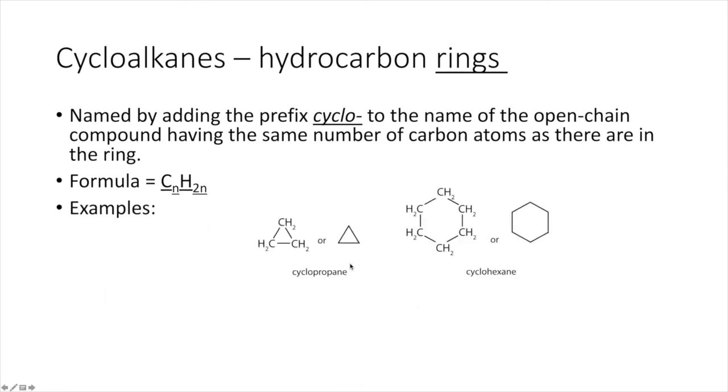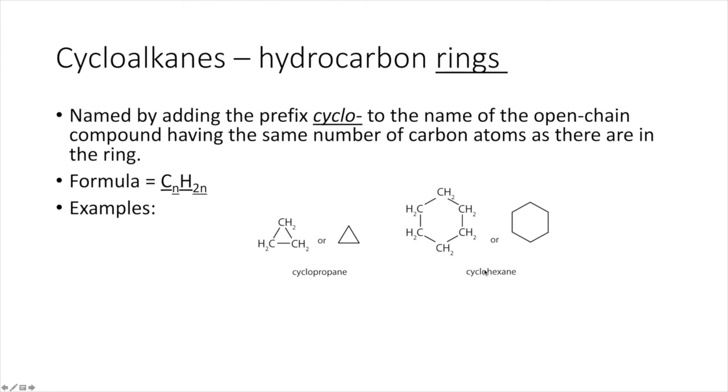So for example, if you have cyclopropane, it's got 3 carbons in it, so prop, and it's an alkane, so propane, but the 3 carbons are connected in a ring. It looks like a triangle. So we call it cyclopropane. And if you count hydrogens here, there's 2, 4, 6. So that would be twice as many hydrogens as there are carbons. So we get the general formula of C sub n, H sub 2n.